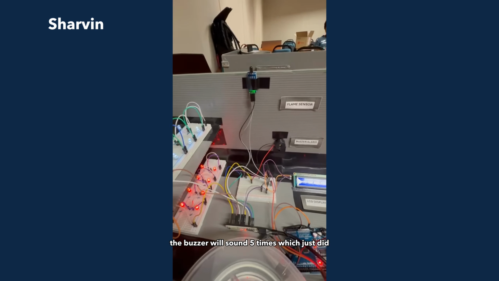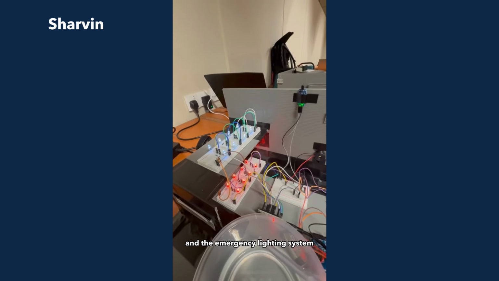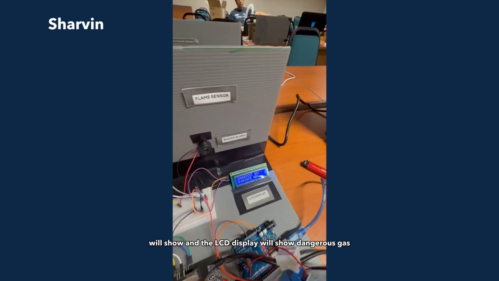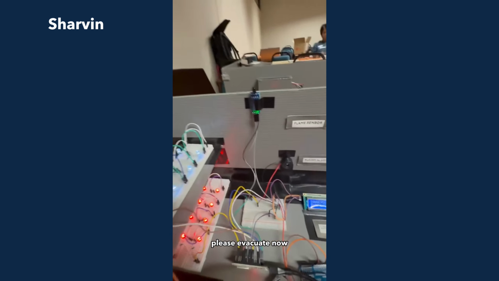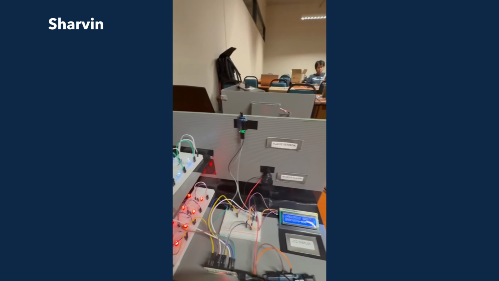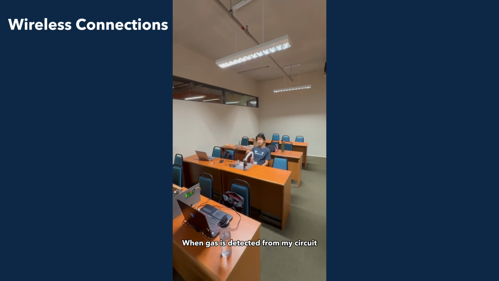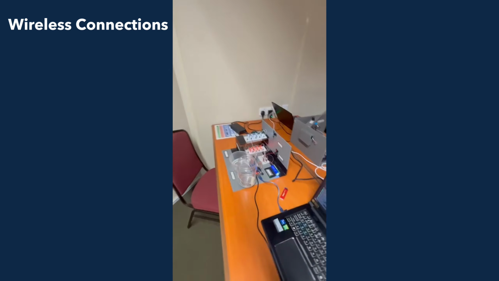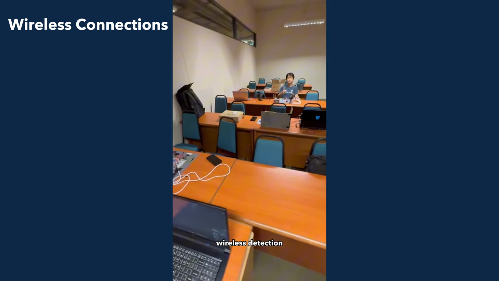The buzzer will sound 5 times as it just did, and the emergency lighting system will show, and the LCD display will show dangerous gas, please evacuate now. Students can evacuate following the lights. This is when gas is detected from my circuit. Wireless detection.